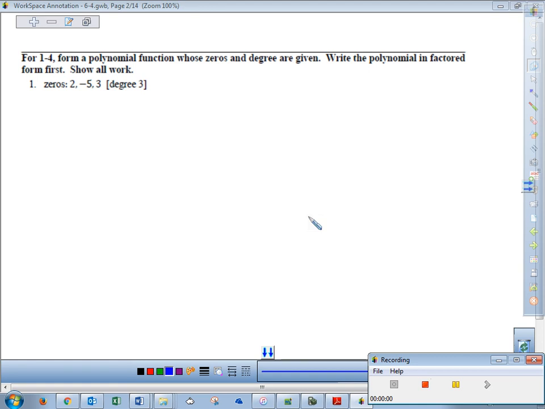Lots of fun today in college algebra. This is 6-4. Still dealing with the idea of zeros. Talk about factored form. Talk about polynomial form. Here's what they're giving me here. It says write the equation of the polynomial whose zeros are given and the degree is given.